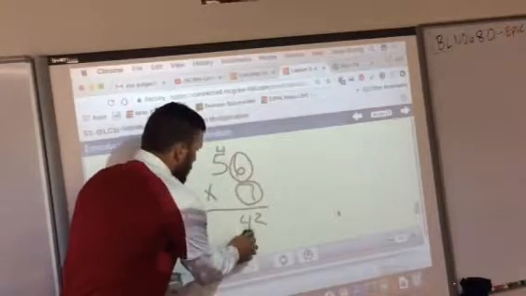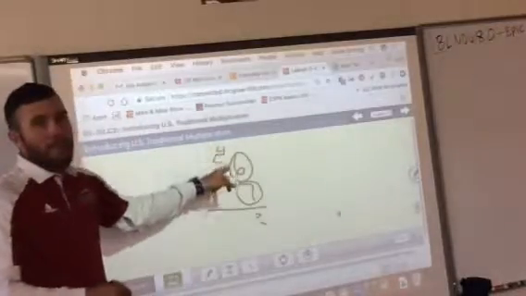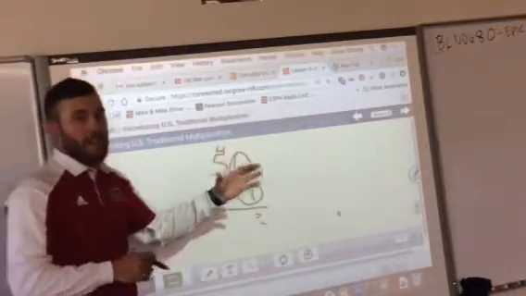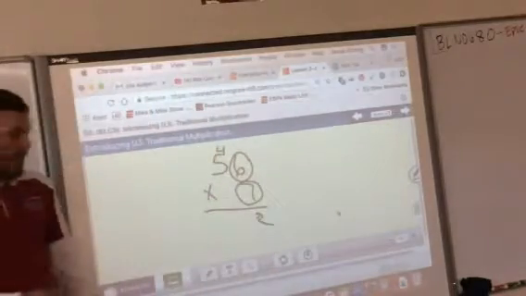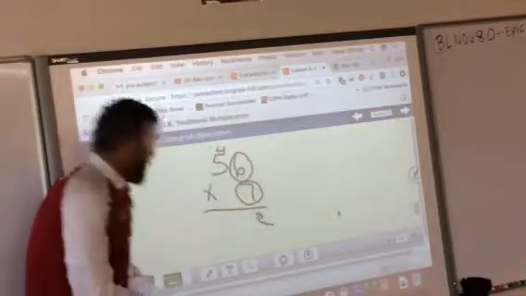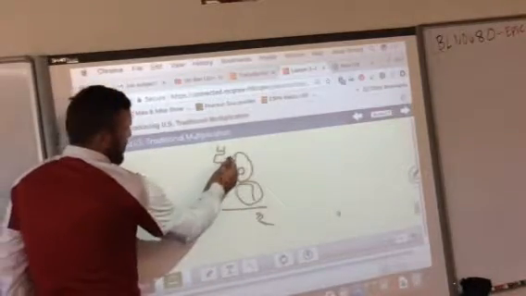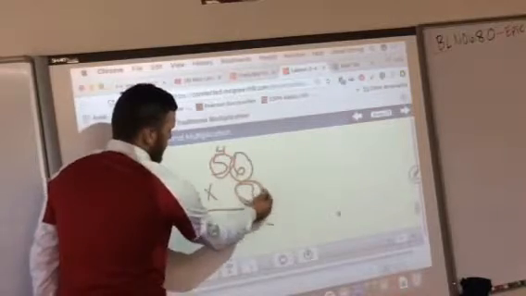So you put your 4 up top above the 5. It's carrying over into the tens digit. Okay, now what you need to do is take your tens digit by your ones digit.